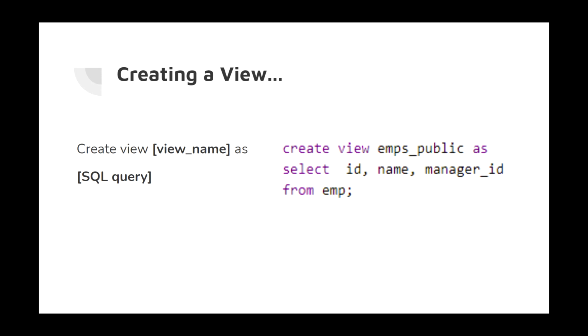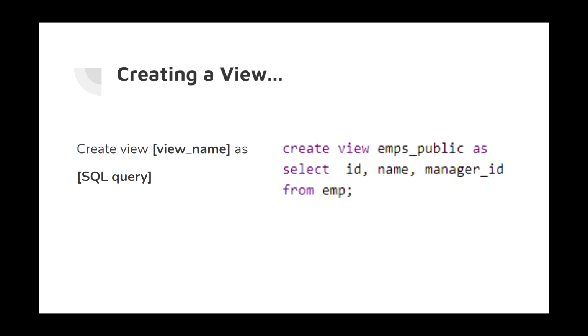So how do I create a view? It's as simple as this. If you have a table or if you have a SQL query written out, all you have to do is give the view a name. So something like create view, view name, and then as, and then you put your SQL statement down below.